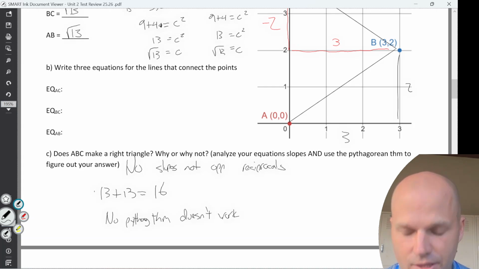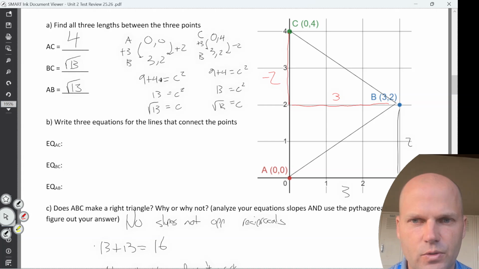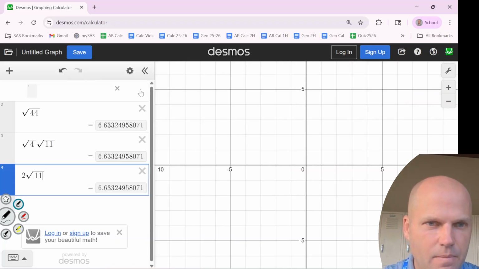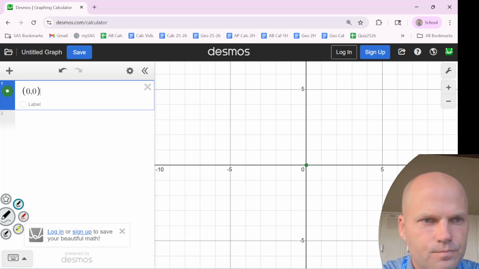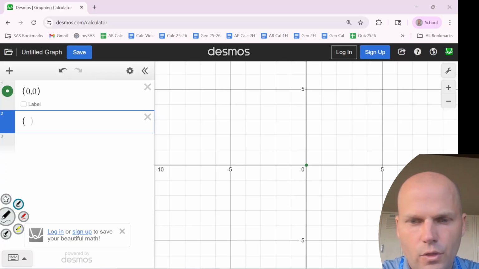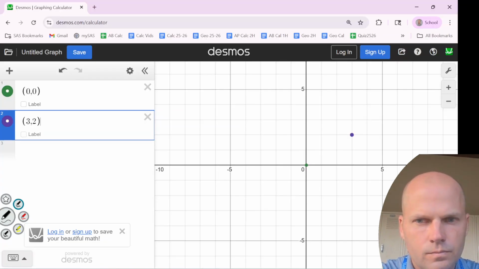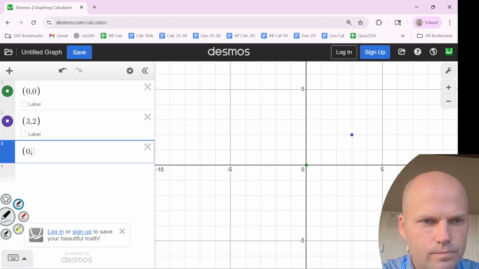Now notice I didn't do anything with Desmos yet. This was all just Pythagorean theorem. One thing where Desmos can help you is actually visualizing the points and then making sure you get the correct equations of the lines. So we have (0, 0), we have (3, 2), and we have (0, 4).